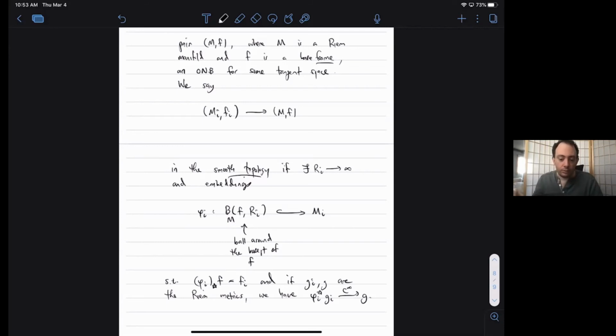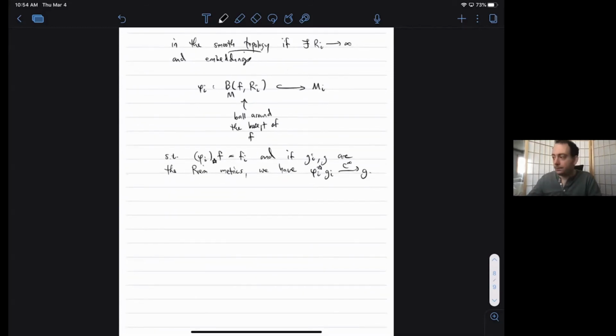So these phi_i are almost isometries, and what you get is an almost isometry of a big ball in M into the approximating manifolds. And we're also normalizing these embeddings so that they carry the base frame of the limit manifold to the base frames of the approximating manifolds.